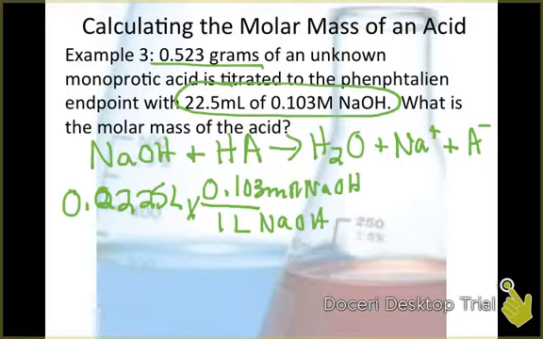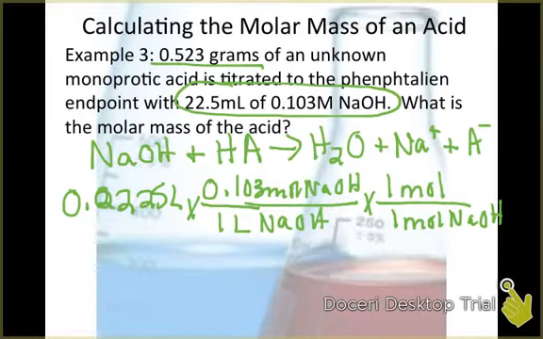But I don't want NaOH, I need of my acid. Well, luckily for us, this is a 1-to-1 ratio. So 1 mole of my sodium hydroxide is going to have 1 mole of my acid. Okay, cancel, cancel, this cancels, this cancels. We're left with moles of our acid, which is actually where we want to stop this time around because we want molar mass this time, not concentration. So we need grams per mole.